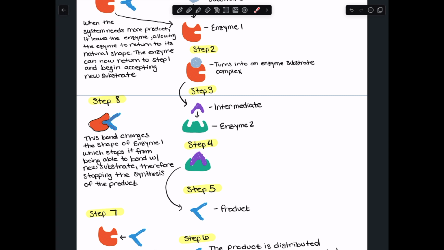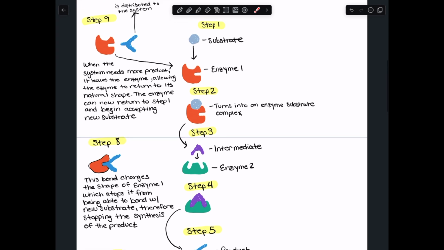So it bonds with enzyme 1, and when this bond occurs, the shape changes. So remember how we were saying that enzymes are shape specific? Because the shape changed, this is enzyme 1 as well, our original substrate can't fit into here anymore because it's now changed to this shape.